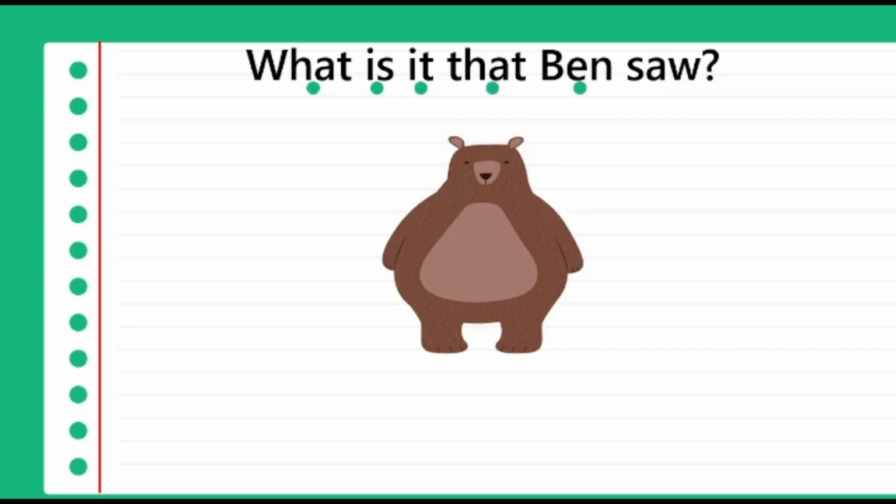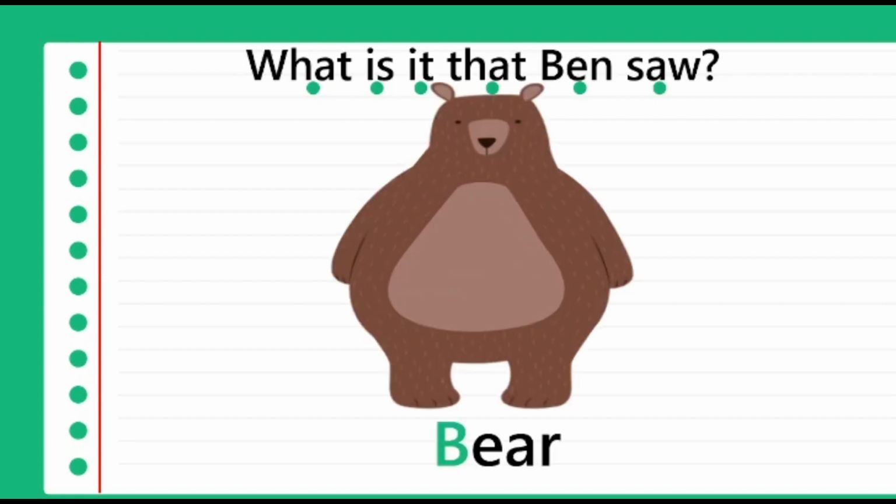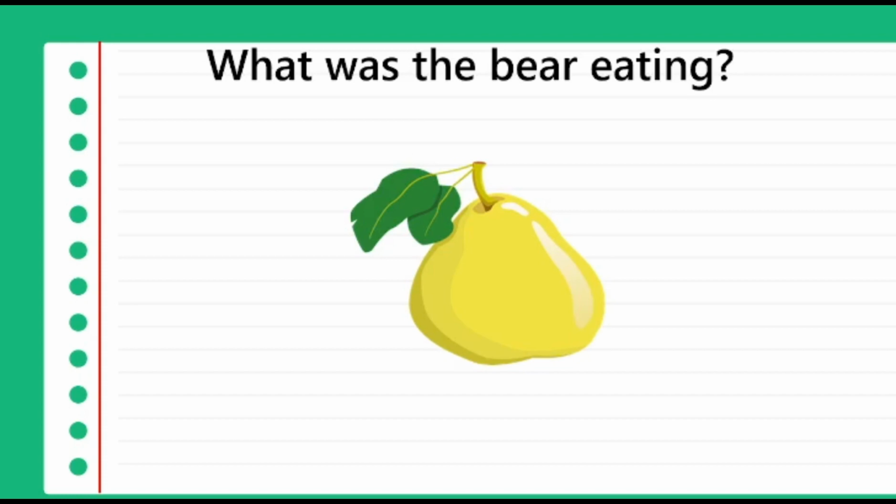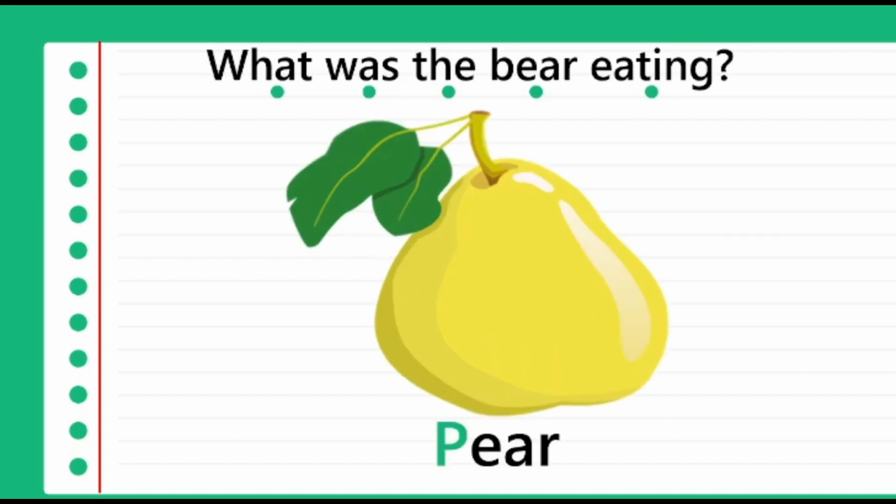What is it that Ben saw? Bear. Correct. What was the bear eating? Pear. Good.